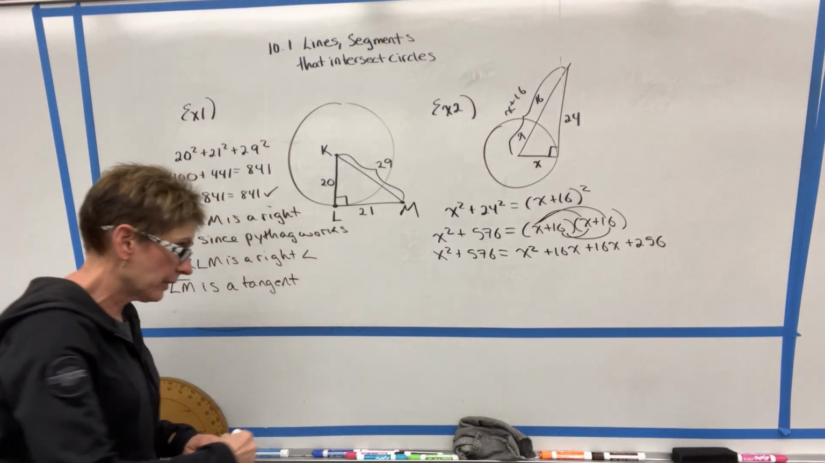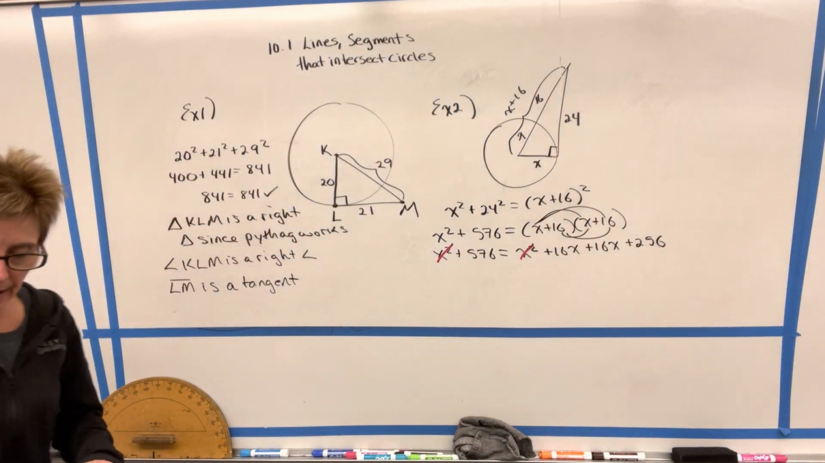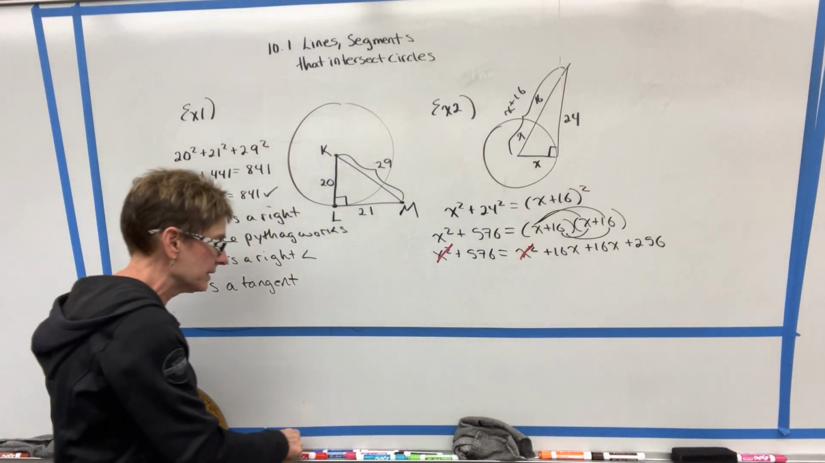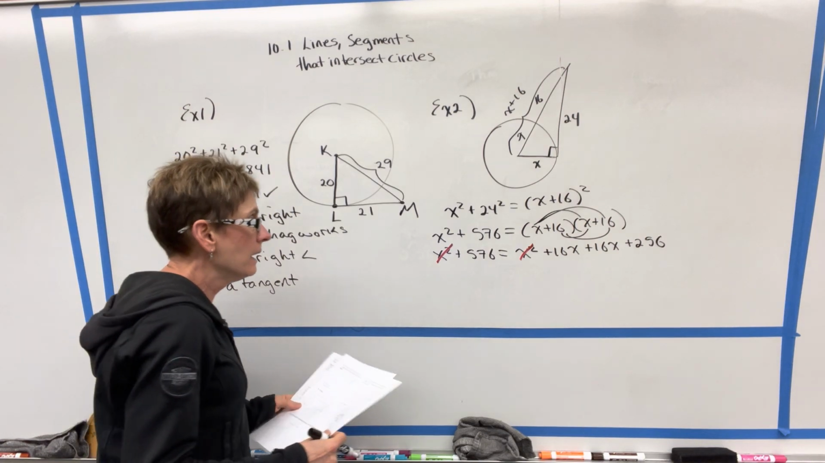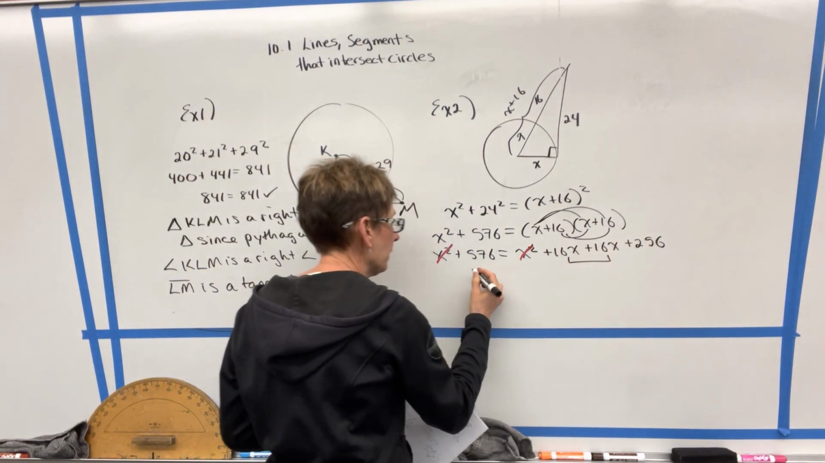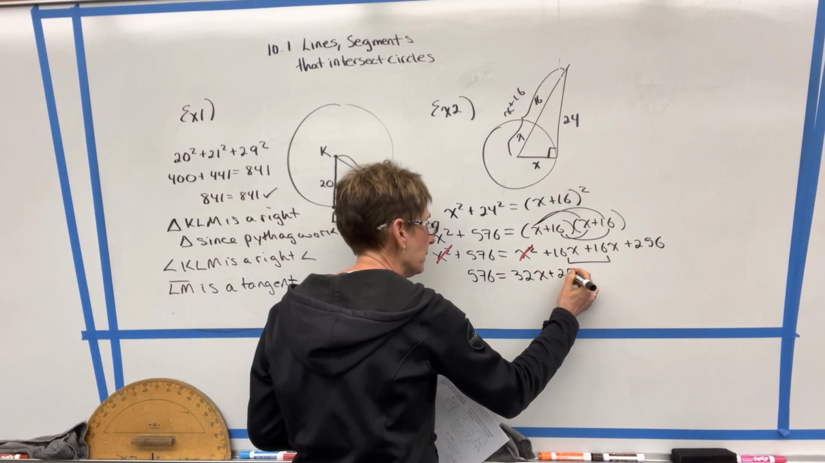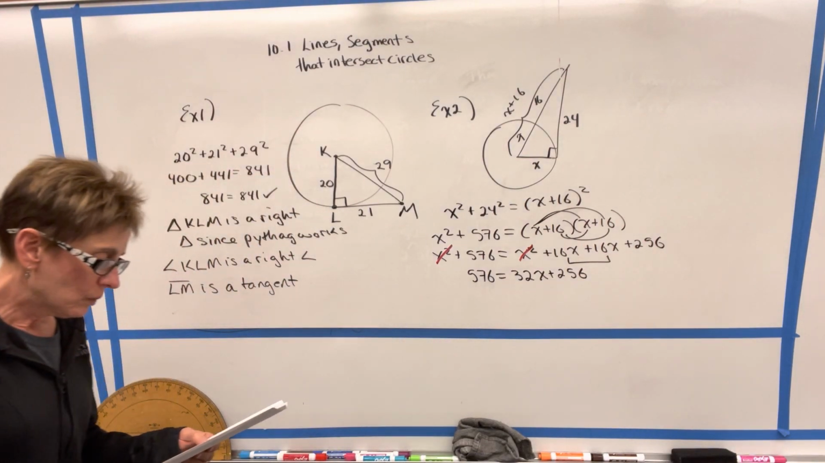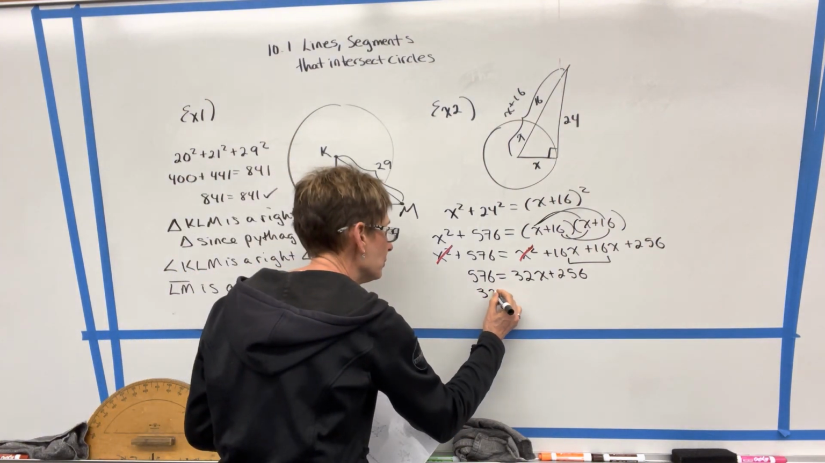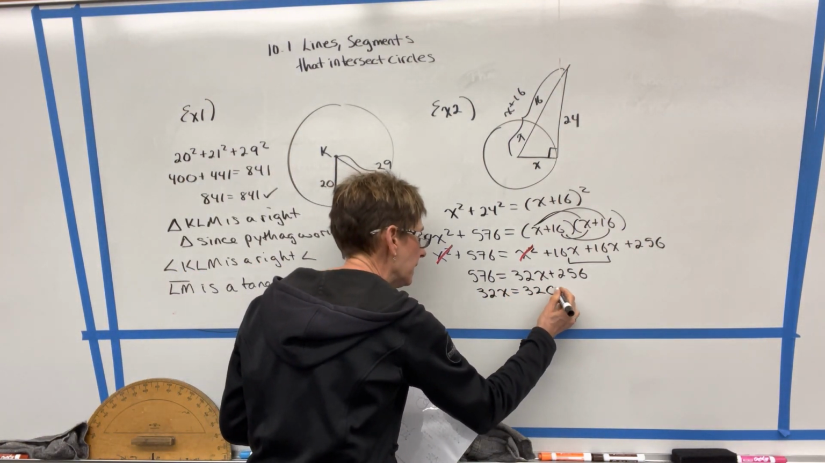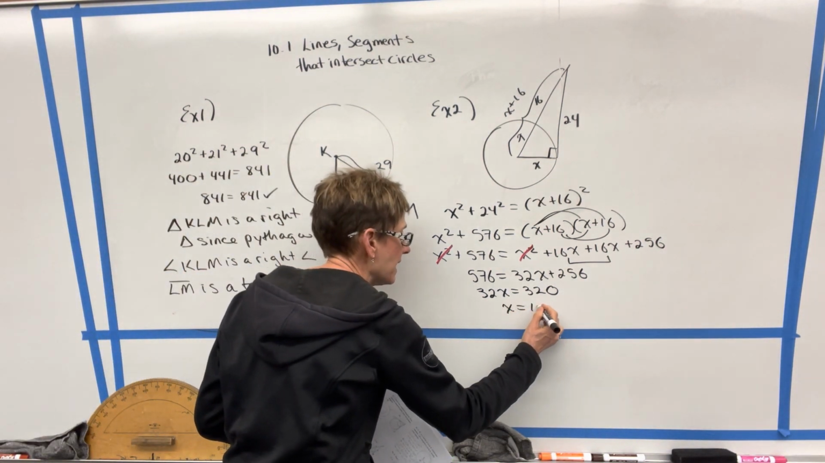Now, fortunately for us, we can subtract X squared from each side. Remember, the subtraction property of equality tells us that we can subtract anything we want from both sides of an equation. We also have to combine these terms here. So we're going to have 576 equals 32x plus 256. When we subtract the 256, we're going to get that 32x equals 320. And then when we divide by 32, we would get that x is 10.